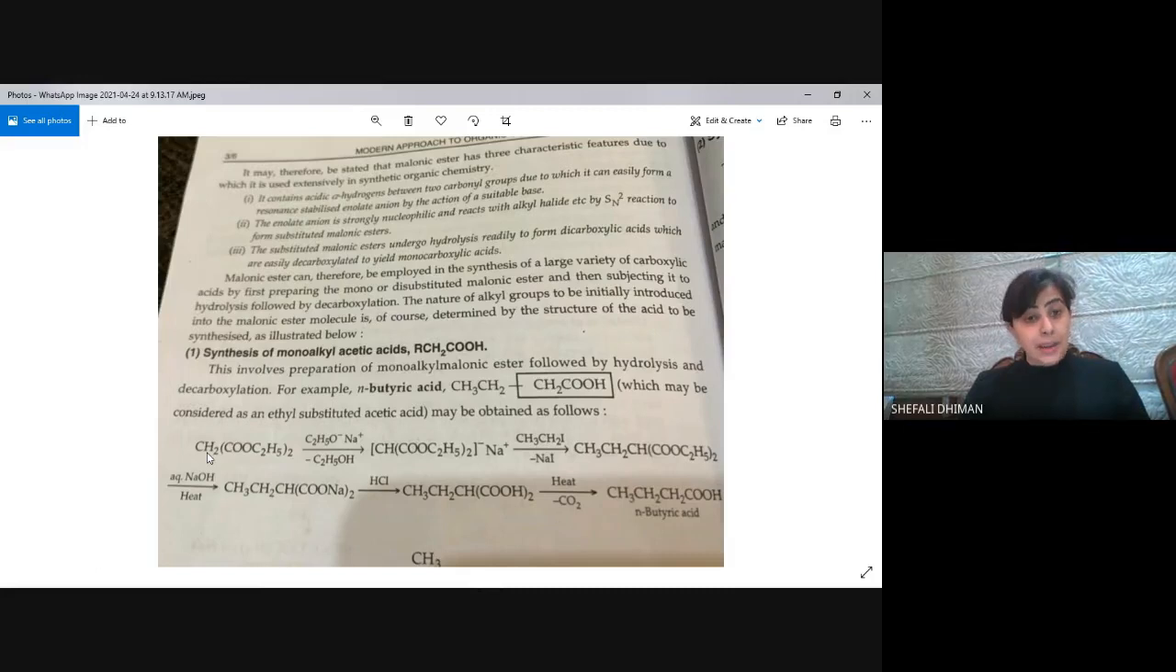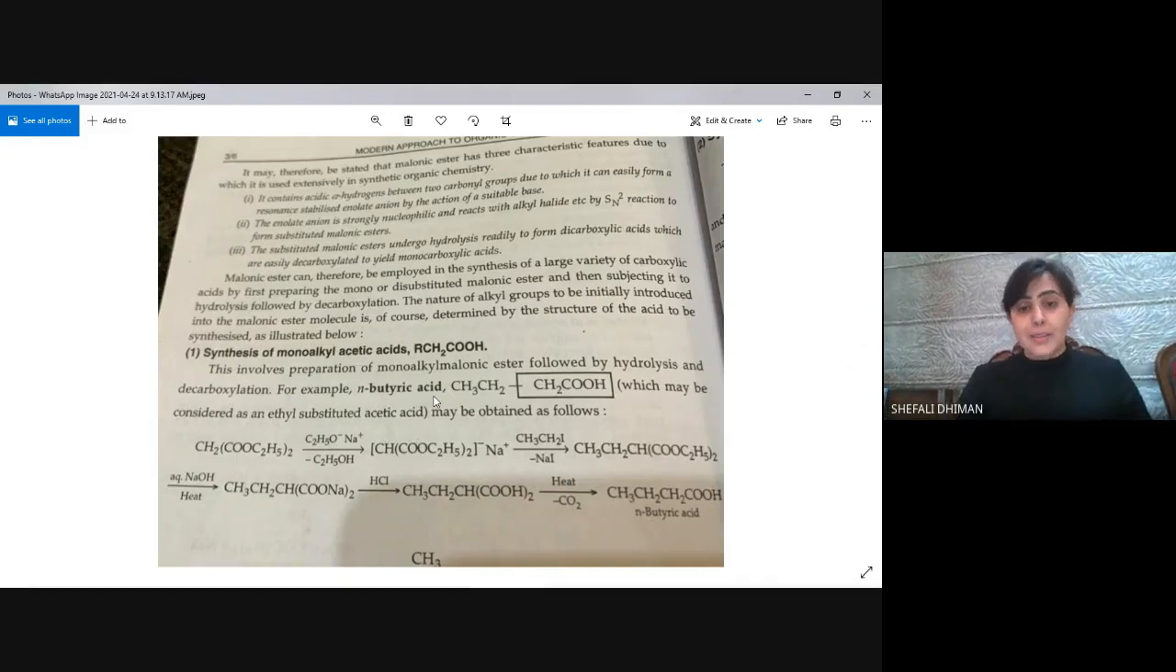Compound, I repeat again, it contains an active methylene group, which is highly acidic in nature. So we are doing the preparation of n-butyric acid. Butyric acid is butanoic acid. Butyric is the common name, butanoic is the IUPAC nomenclature. So we are doing the synthesis of butanoic acid using malonic ester chemistry.